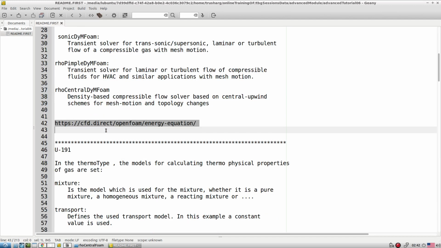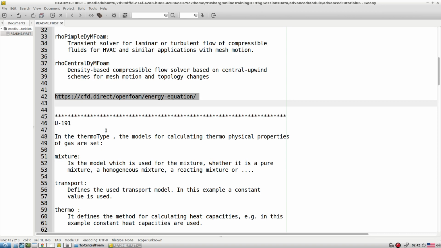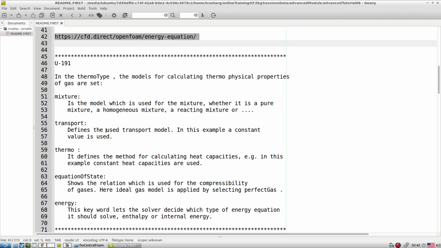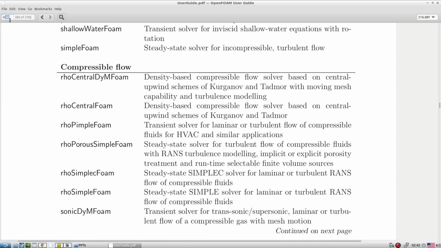Now let's quickly walk through certain more aspects here before we go towards the exact tutorial sections. What more we have to look at is this: when we are working with the energy equations, we always have some thermodynamic properties we have to set. For that, let's first look at page number 191 from the user guide.